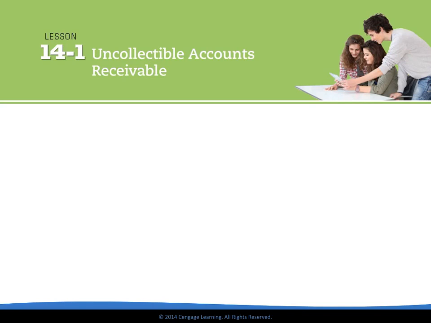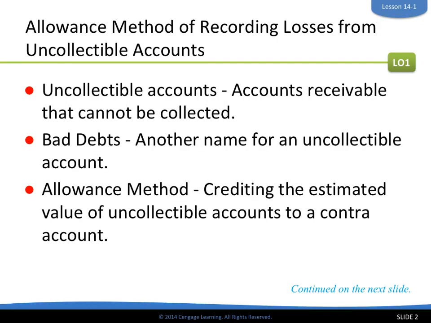Right, we are on 14.1, uncollectible accounts receivable. Okay, so an uncollectible account is just an accounts receivable that we don't think we're going to be able to actually collect on. A bad debt is just another name for that uncollectible account.